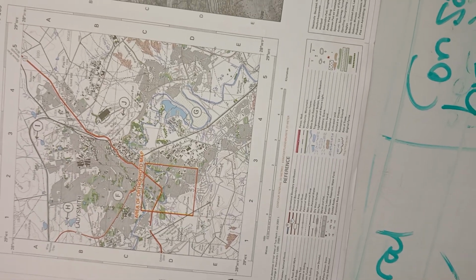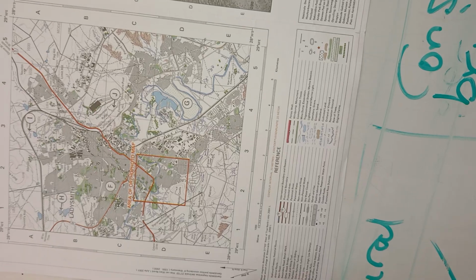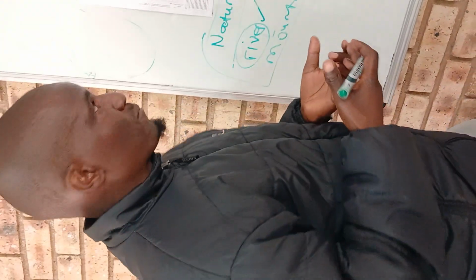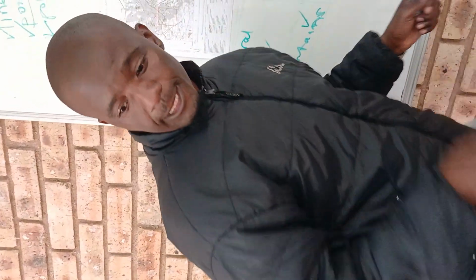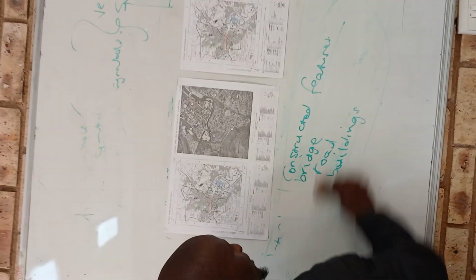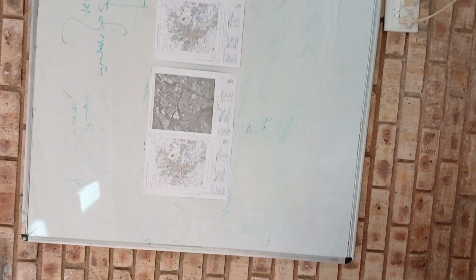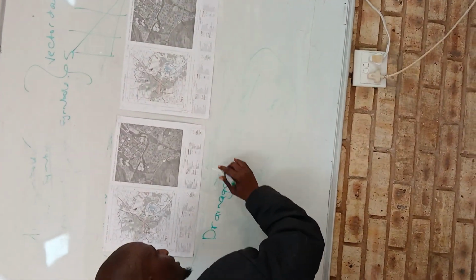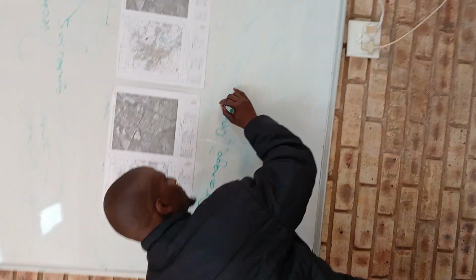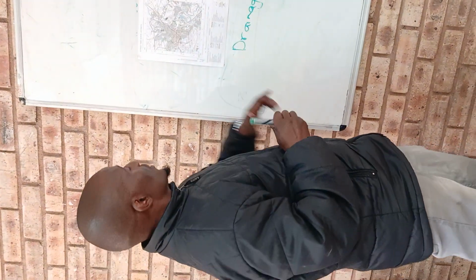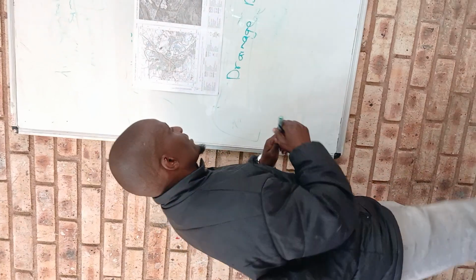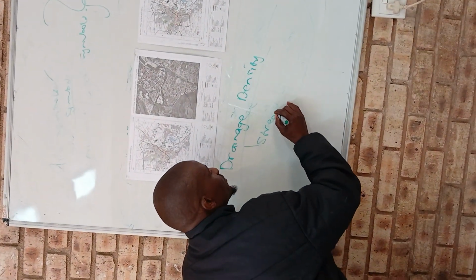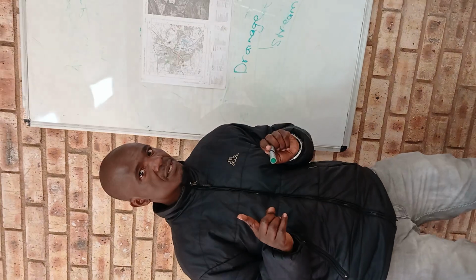The other thing that you can do when you are interpreting the map work is they can ask you about the drainage density, which is the number of streams, the total length of streams per unit area. When we talk about the drainage density, I want you to substitute drainage with stream. We are talking about the number, total length of streams per unit area.